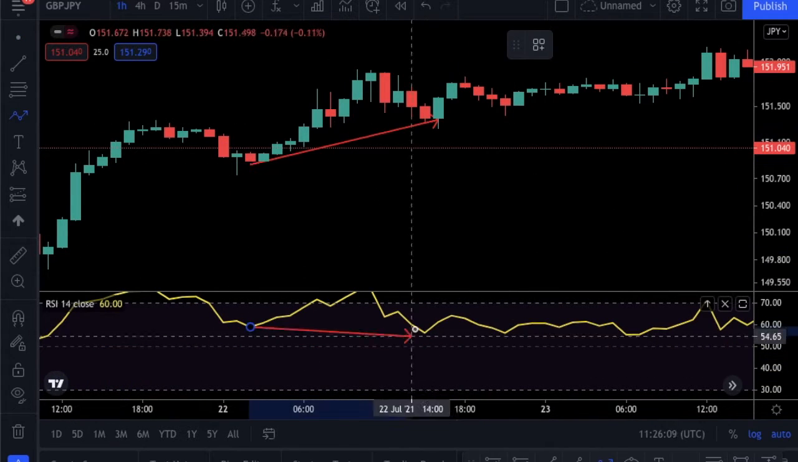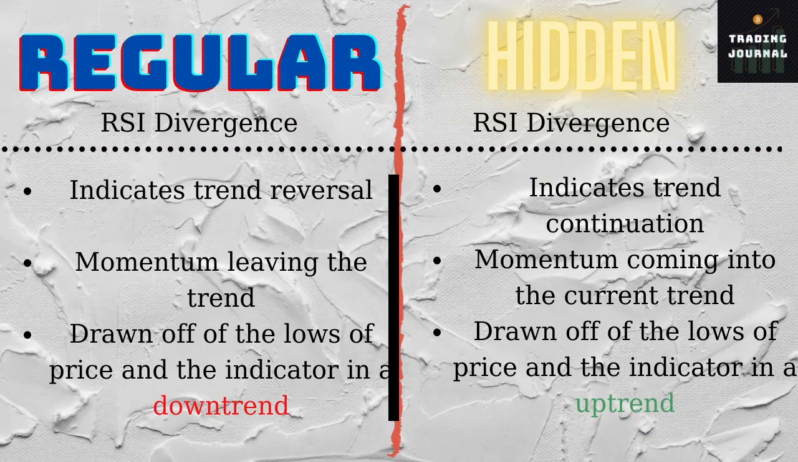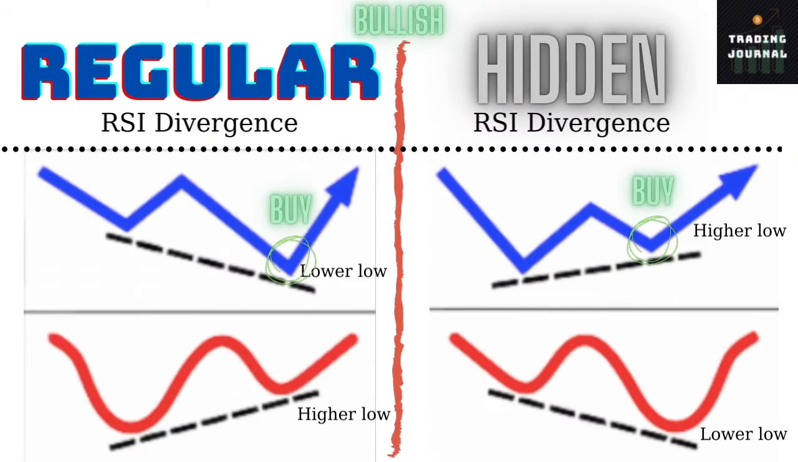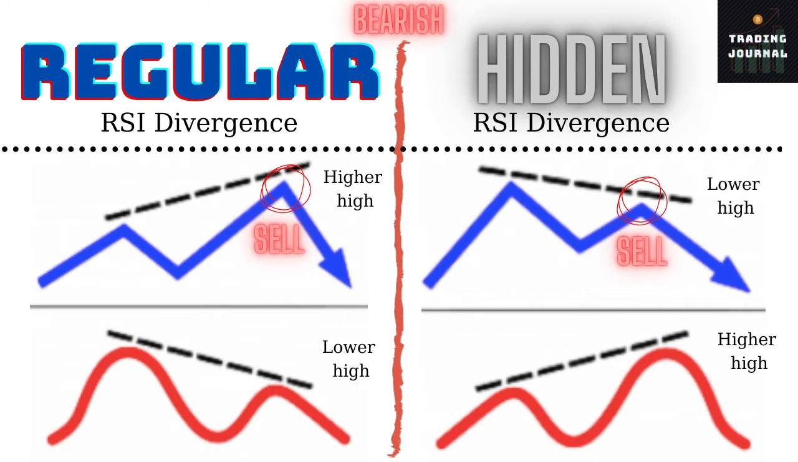Before moving to the strategy, please let me share the differences between the hidden and regular divergence. The regular divergence indicates a trend reversal because it shows that the momentum is leaving the trend. The hidden divergence indicates a trend continuation because there is momentum coming into the trend. The most important thing to remember is how we will draw the divergence. In a downtrend, we will draw the regular divergence from the lows of the price and the indicator. However, the hidden divergence is drawn from the lows of the price and the indicator when there is an uptrend.